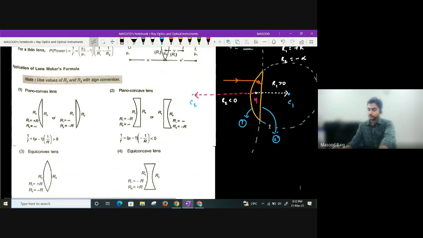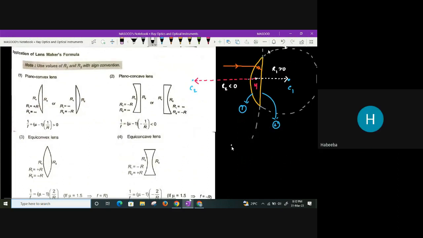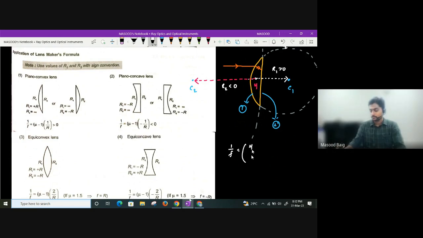What is the formula for finding the focal length? Lens maker formula. And what is the lens maker formula stating? 1 by f value will be (mu2 divided by mu1). What is mu2 here? What is mu1 here? Surrounding medium. I have not written anything, you can take it as air.